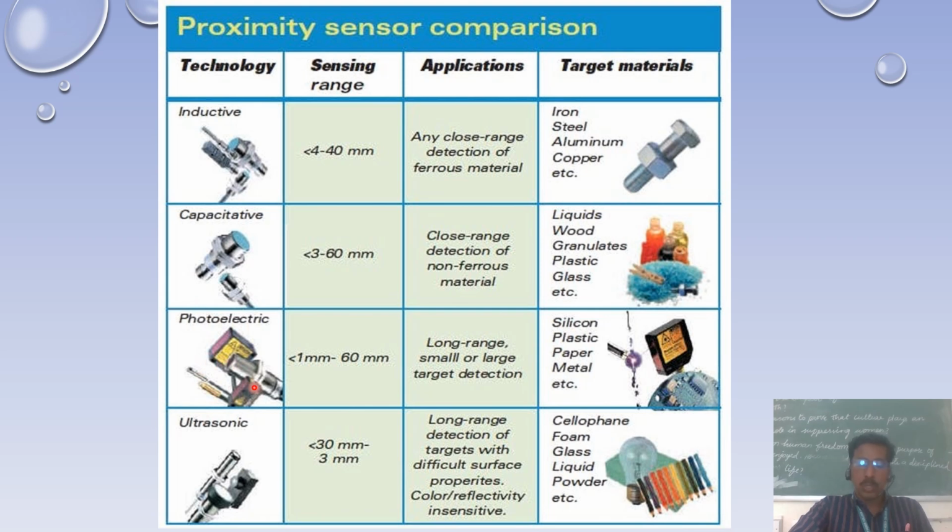So this one is the photoelectric sensor. Long range, small or large target detection: silicon, plastic, paper, metals, etc. If this sensor finds silicon or plastic materials, it identifies them and gives inputs to the system. So finally you have ultrasonic. This one can also measure from 30 mm to 3 mm. It fetches input data from foam, glass, liquid, powder, cell phone, etc.